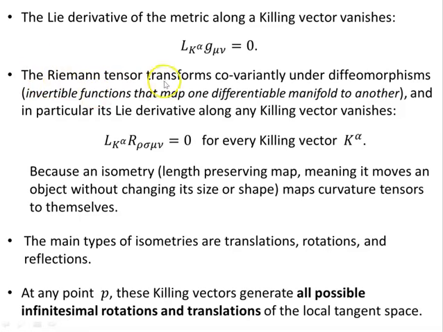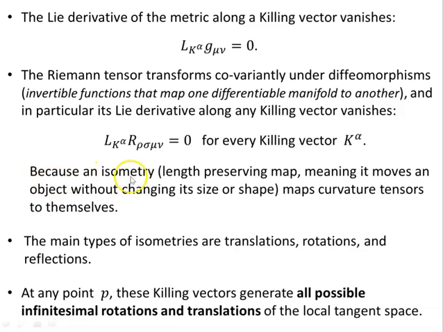Right, the Riemann tensor transforms covariantly. All of this is for maximally symmetric spaces. The Riemann tensor transforms covariantly under diffeomorphisms, where diffeomorphisms are invertible functions that map one differentiable manifold to another. Covariantly means keeps the same form under different coordinate systems. In particular, its Lie derivative along any Killing vector vanishes. So the Lie derivative of the Riemann tensor along every Killing vector k alpha is 0.